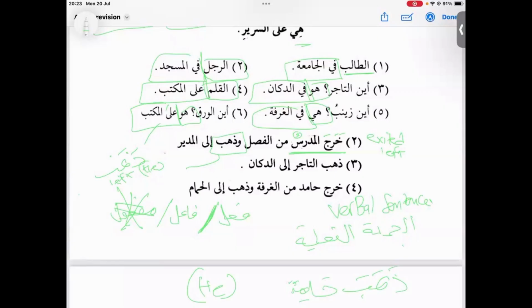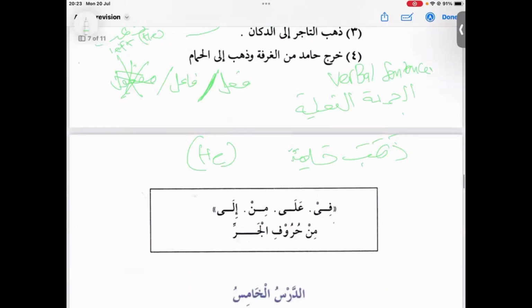Hamid left. So what I told you to remember over here is the word that follows the verb. The word that follows the verb will get a dhamma. So how do you recognize the fa'il? It's by a dhamma.